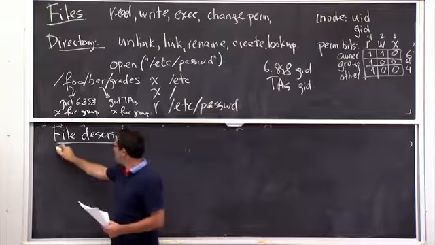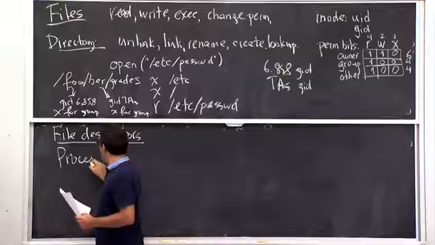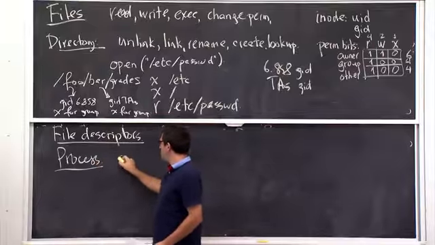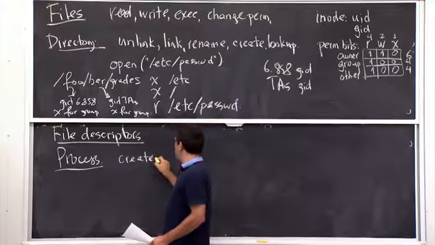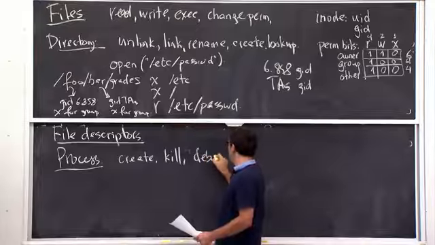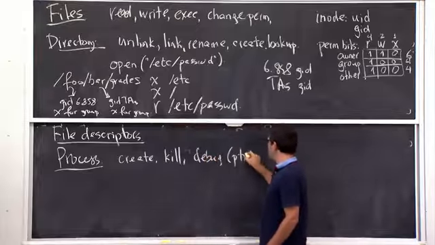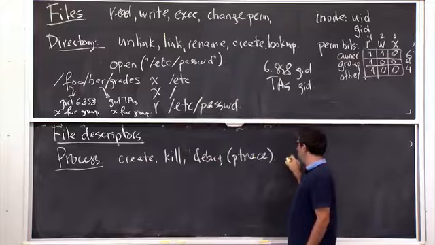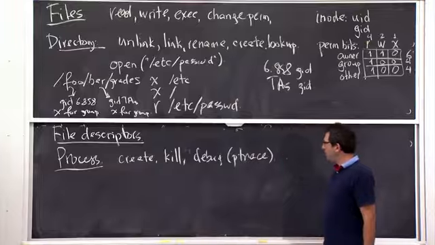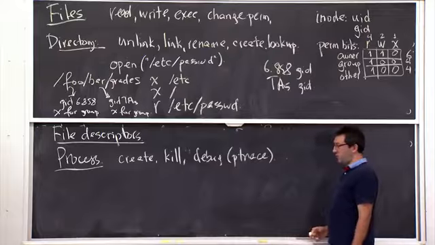OK, so what about processes? What are the rules there? What can you do to a process? In Unix, it's fairly simple. You could create a process. You could kill it. You could debug it. There's this mechanism called ptrace in Unix, and probably a couple of other things. And the rules are relatively straightforward.